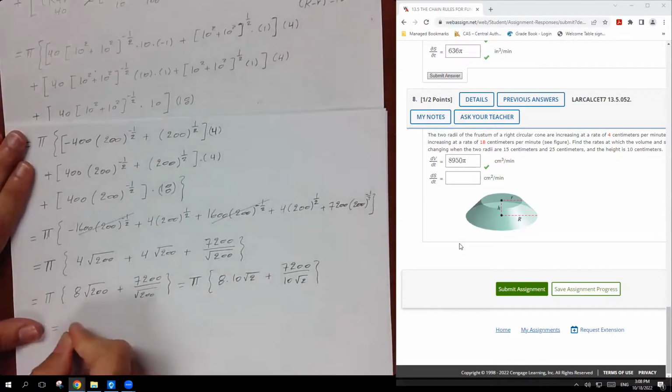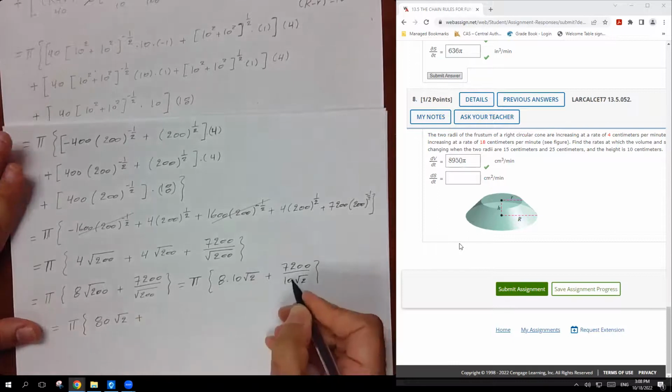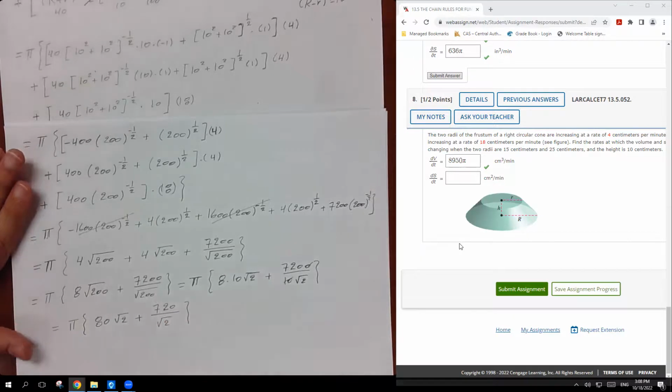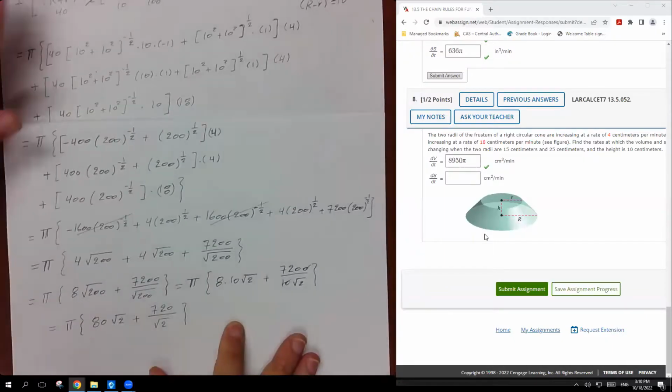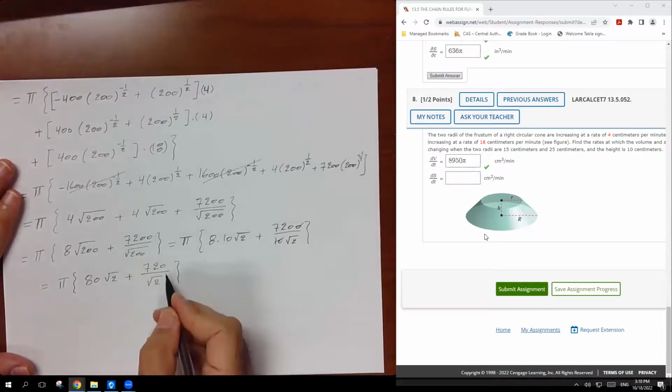So this one is going to be pi, 80 square root of 2 plus, cancel this one with the 0. So it's going to be 720 over square root of 2. I think you have to keep going and simplify it. So we're going to keep going. Just need to simplify this one. So I'm going to rationalize this part.